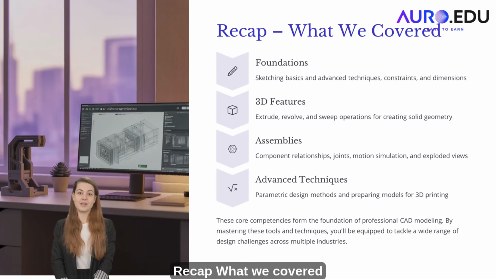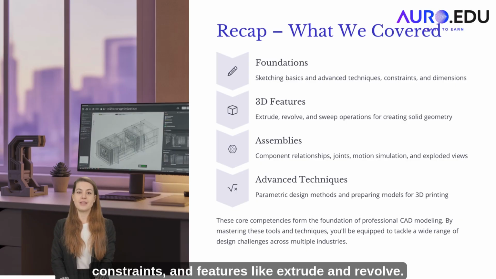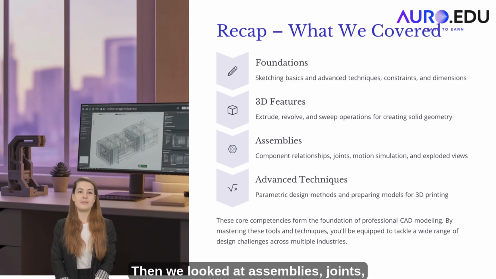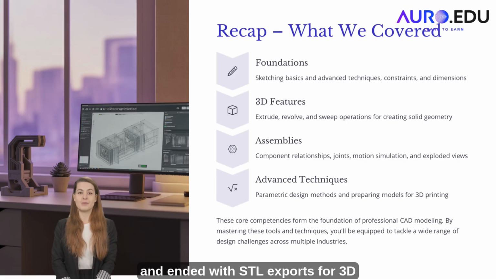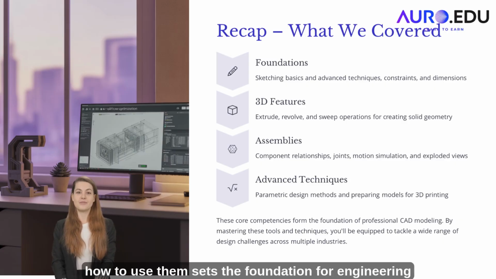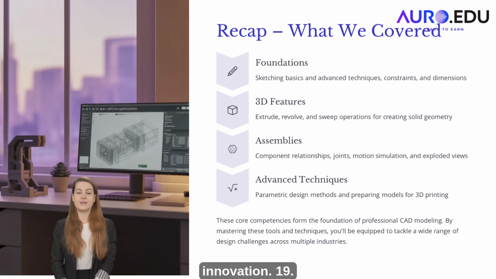18. Recap. What we covered. We began with sketching, moved through dimensions, constraints, and features like extrude and revolve. Then we looked at assemblies, joints, and exploded views. We explored parametric design and ended with STL exports for 3D printing. These tools make up the core of digital product modeling. Knowing how to use them sets the foundation for engineering innovation.